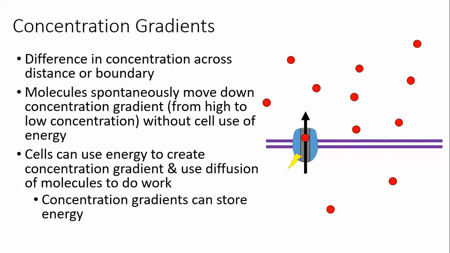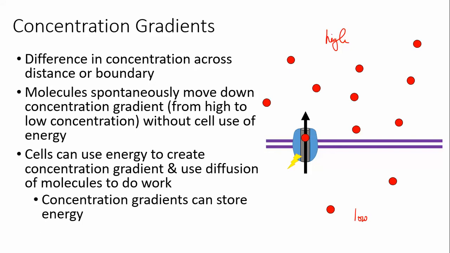And then the important thing is that because we have these barriers, we actually can form what are called concentration gradients. Some of these exist naturally, some of these your cells make. A concentration gradient is a difference in concentration of any substance across either a distance or a boundary. So in this picture, we have a high concentration of these red molecules on the top and a low concentration of these red molecules on the bottom. We have a difference in concentration across a barrier. Therefore, we have a concentration gradient.